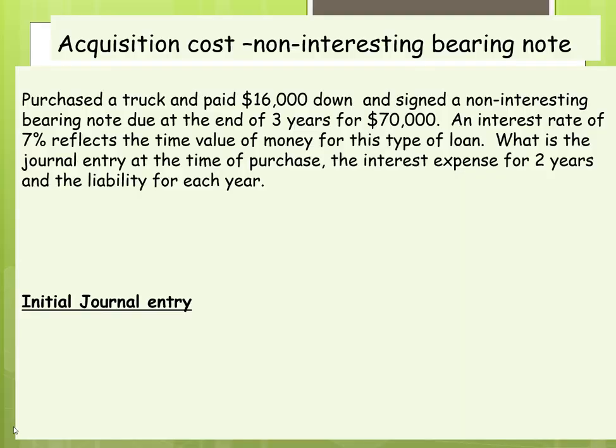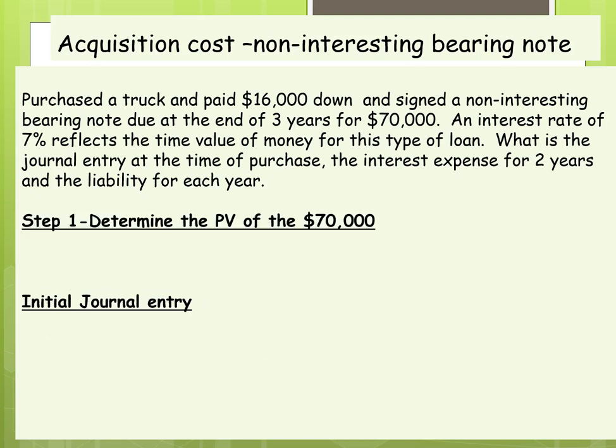Next, we're going to look at what happens with acquisition costs, and we have a non-interest bearing note. So in this example, we purchased a truck and paid $16,000 down and signed a non-interest bearing note due at the end of 3 years for $70,000. An interest rate of 7% reflects the time value of money for this type of loan. What is the journal entry at the time of the purchase, the interest expense for 2 years, and the liability for each year?